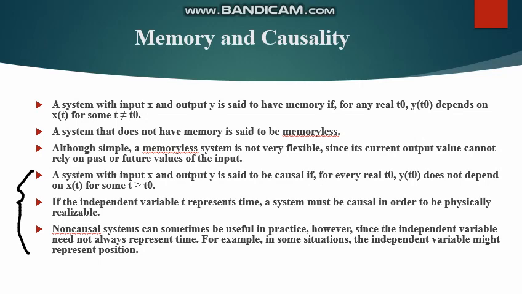So a system with input x and output y is said to be causal if for every real t0, that means the previous value or the initial value, y(t0), the output of the previous, does not depend on x(t), that means the input, for some t greater than t0. Listen to it very carefully if you want to understand. t is greater than t0, the positive values.